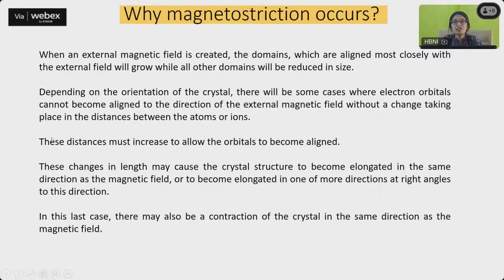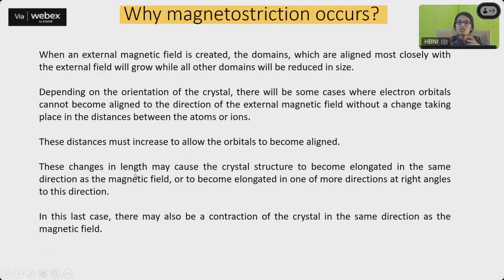So now, obviously, why does it occur? When an external magnetic field is applied, the domains which are aligned most closely to the external field will grow, while all the other domains will be reduced in size. As I said, this is because of the domain wall motion, if you remember that M versus H curve which we discussed extensively. Depending on the orientation of the crystal, there will be some cases where electron orbitals cannot become aligned to the direction of the external magnetic field without a change taking place in the distances between the atoms or ions. So now these distances must increase to allow these orbitals to become aligned.